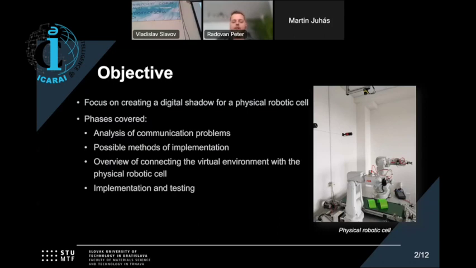So, the objective was to focus on creating a digital shadow for a physical robotic cell. This implementation passes through various phases, including analysis of the communication problems, exploration of possible methods of implementation, and overview of connecting the virtual environment with the physical robotic cell. And finally, the implementation and testing of the proposed digital shadow solutions.